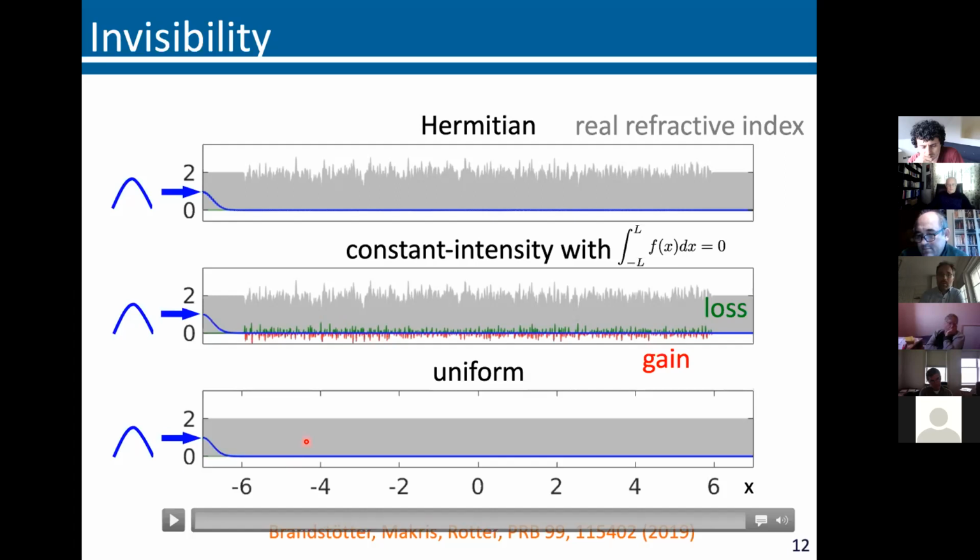Okay. Please have a look at the pulses. Here you see that the pulse diffracts in the Hermitian system due to the disorder, but in the constant intensity system and in the uniform system, I really see that the pulse is diffraction free, but it also arrives at the output at the same time as when it propagates through the uniform medium.